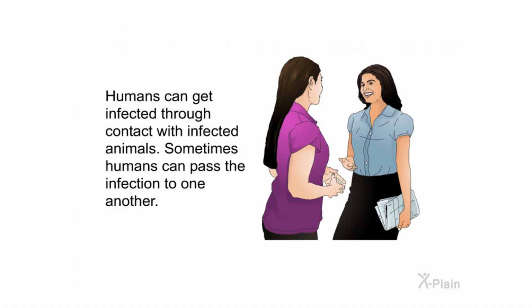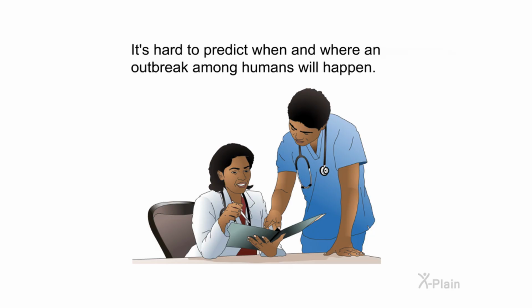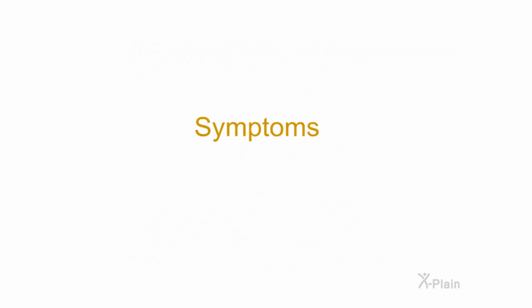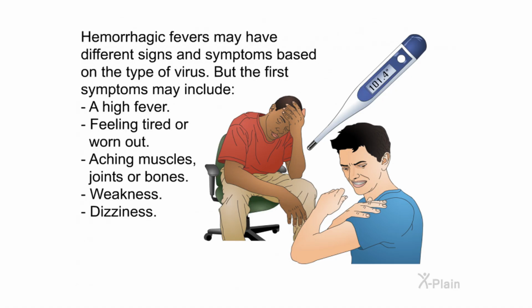Humans can get infected through contact with infected animals. Sometimes humans can pass the infection to one another. It's hard to predict when and where an outbreak among humans will happen. Symptoms. Hemorrhagic fevers may have different signs and symptoms based on the type of virus, but the first symptoms may include a high fever, feeling tired or worn out, aching muscles, joints, or bones, weakness, dizziness.